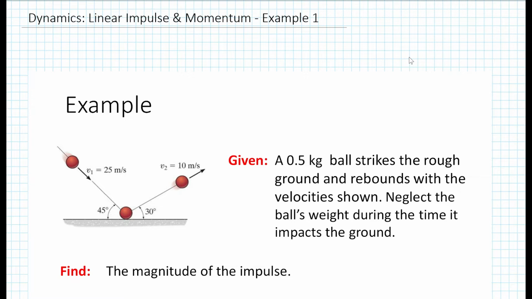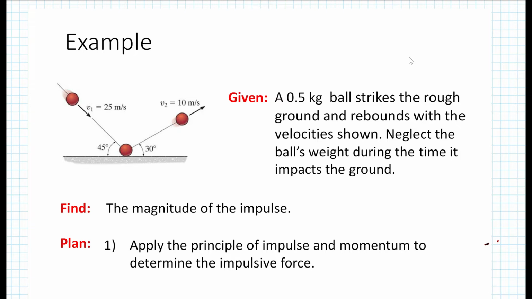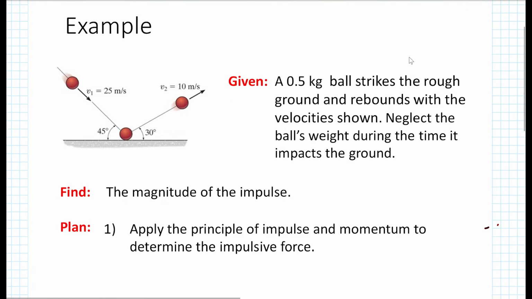So here's our first example. We have a 0.5 kilogram ball that strikes the rough ground and rebounds with the velocities shown. We neglect the ball's weight during the time it impacts the ground. We're asked to find the magnitude of the impulse. In doing so, we have to come up with a plan. Our plan is to first apply the principle of impulse and momentum to determine the impulsive force, but we're also going to draw the momentum and impulse diagrams of the ball as it hits the surface.